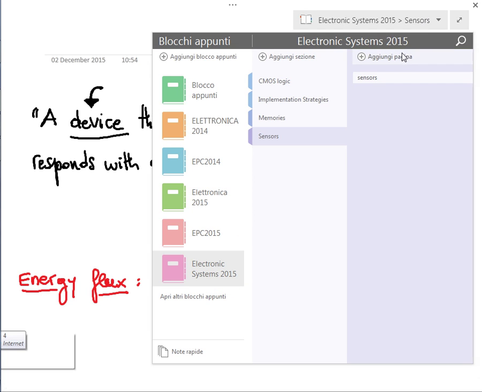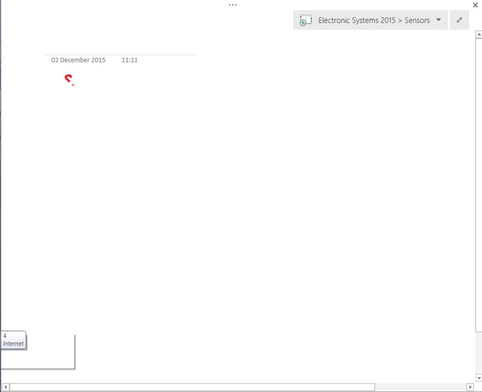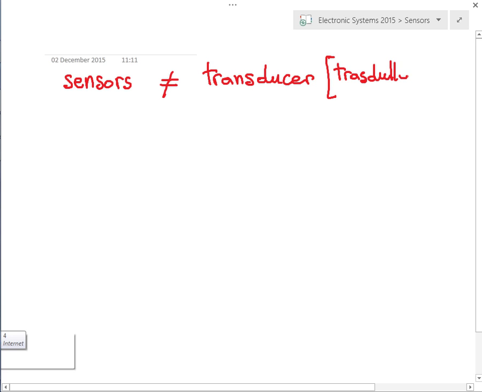Now, there are other relevant words that we need to introduce just to make some vocabulary. A sensor has to be distinguished from a transducer. Transducer is a word which is in Italian trasduttore. So I'm writing here because the translation is not obvious. What is the difference between sensors and transducer?